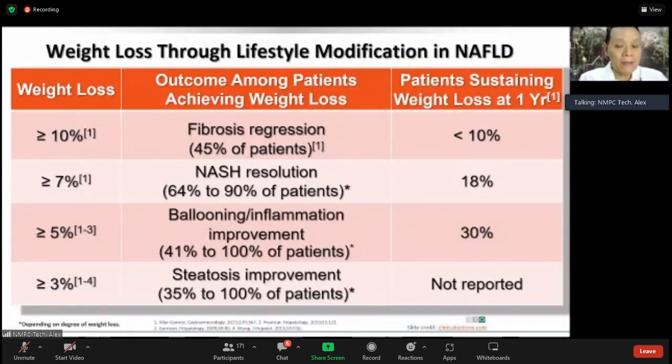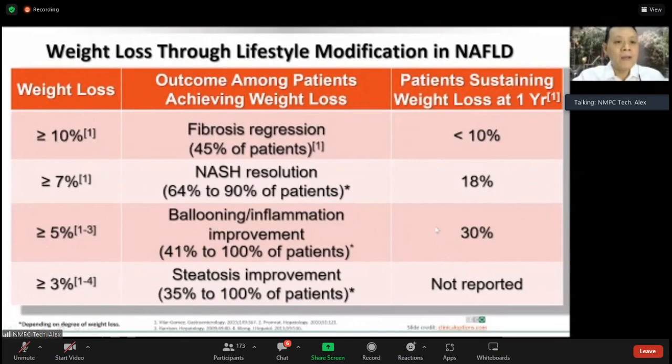Even in patients who are lean, it's important for them to have exercise. And there are a few studies that have shown that even if you're lean, there's still some improvement in the liver histology, even if you lose a little bit of weight. Now, this is what happens when you have this degree of weight loss, and what happens to the liver, and how easy or how hard it is to sustain it.